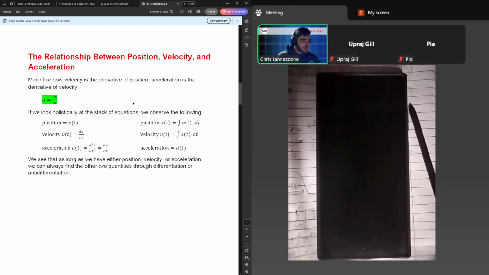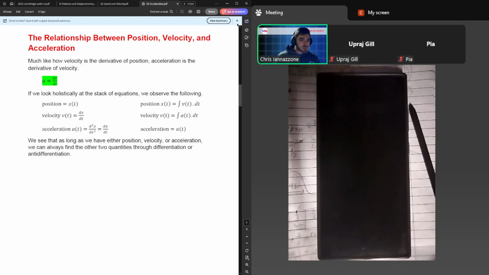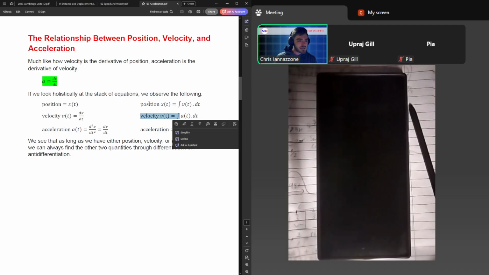So essentially what we have is this derivative/integral relationship between position, velocity, and acceleration. You can go up the chain with integrals, and you can go down with derivatives. So as long as you know any one of these things, you can always get the other two by using either derivatives or integrals, depending on if you have to go up or down.